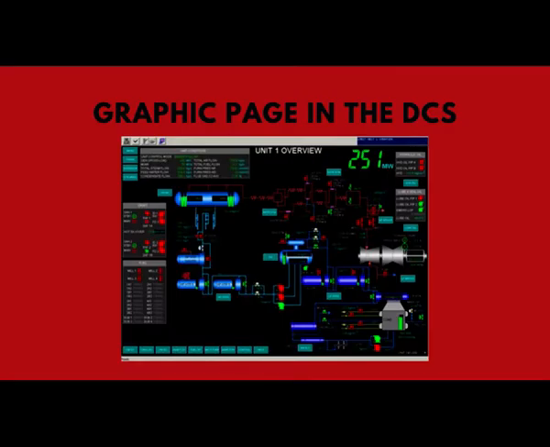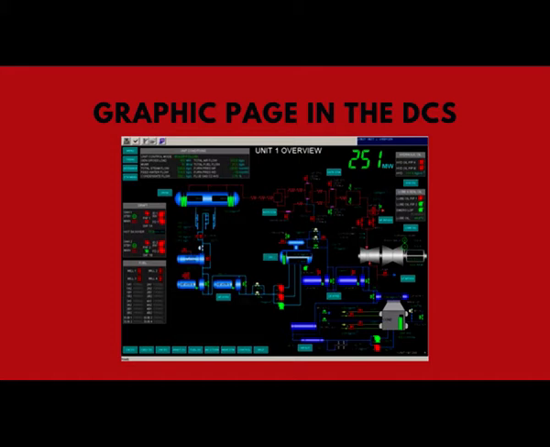Not only that, the modern control room also gives a provision to integrate with external parameters like the weather conditions. So they are all displayed in a dedicated screen. So these are some of the important features of the modern control room. Now let's try to understand the different features of the DCS system.